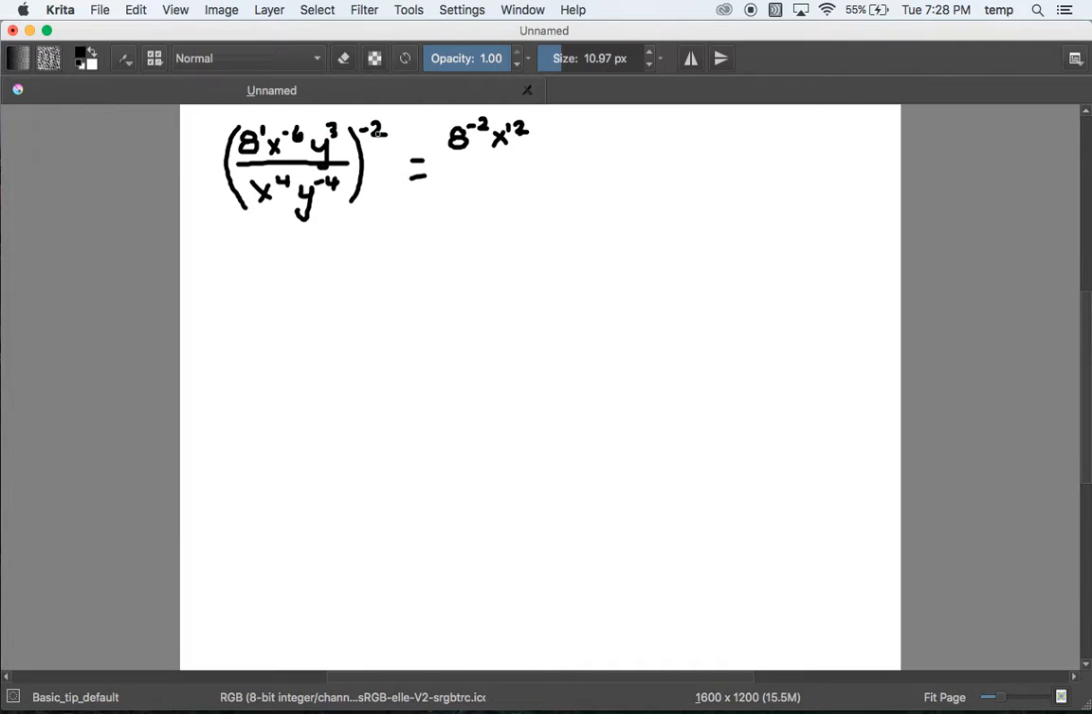We'll take y cubed to the -2. We'll do 3 times -2, which is -6, so y to the -6 power. We'll divide all this by x to the 4th, so we take x to the 4th to the -2, so we'll have x to the -8. We're just multiplying our exponents here, and then we'll take y to the -4 to the -2, and again we'll do -4 times -2, and that'll leave us with y to the positive 8th.